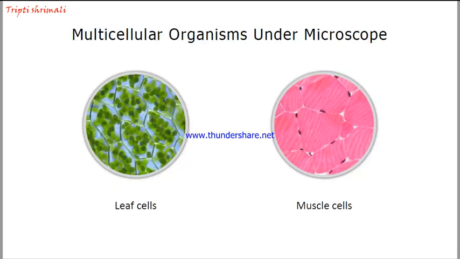If we see multicellular organisms under the microscope, we would find many cells, right? This is showing one cell. If we see a leaf cell under the microscope, this is a single cell which I have outlined, and many cells are present here, right? In the same way, if we see muscle cells under the microscope, we would see many cells. So the organisms which are made up of more than one cell appear like this under the microscope.